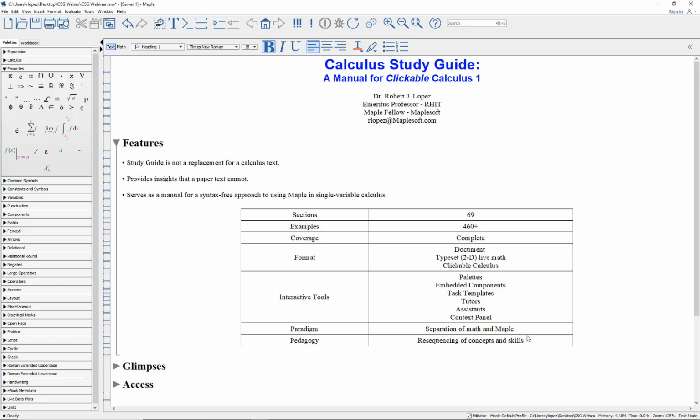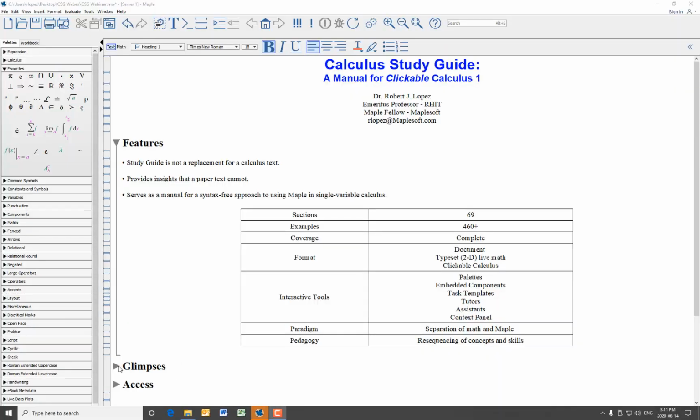If there's need of a mathematical concept, we present it mathematically the way you would find it in a book, and then we encapsulate that same construct in Maple. So we separate out the two so there's no confusion: why did we do it this way? Is it because Maple makes us do it that way? Or is that the way the math should go? And then the pedagogy is the resequencing of concepts and skills, which means we worry about developing the concept before we worry about developing manipulative skills.